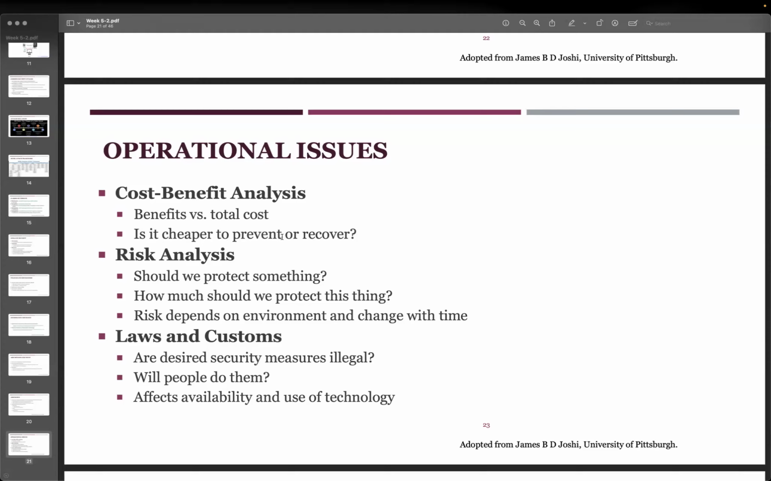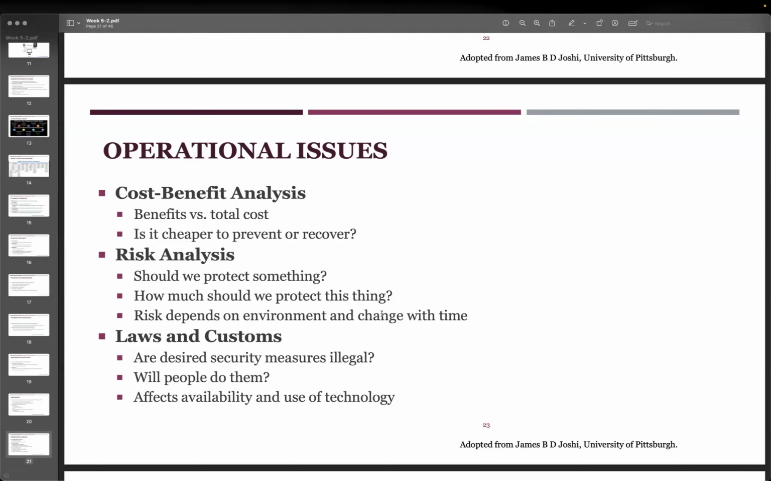Of course, it depends on the business operation, with lots of consideration. Then we need to think about the cost, and then the risk analysis. So should we protect something, and how much do we need to protect? The risk may depend on the environment or change with time. So we need to analyze it so we can decide. And then also the laws and the customs.